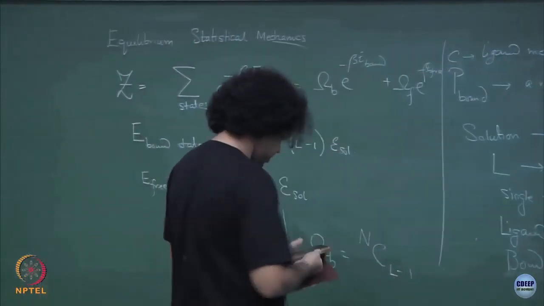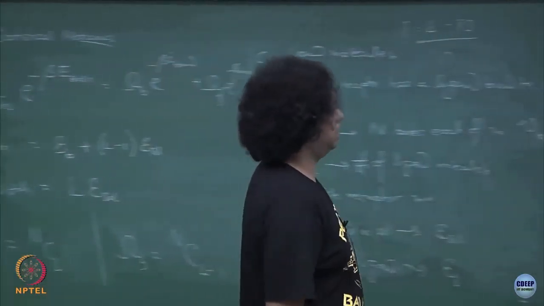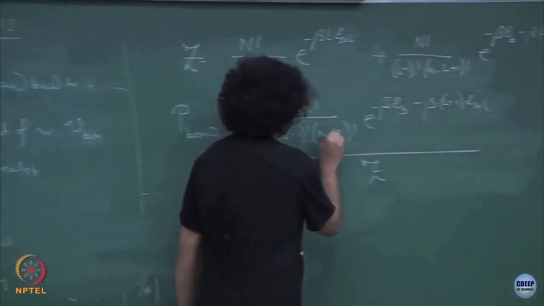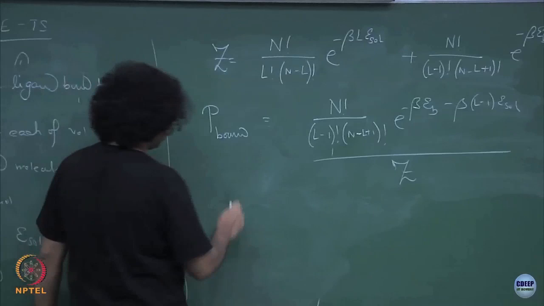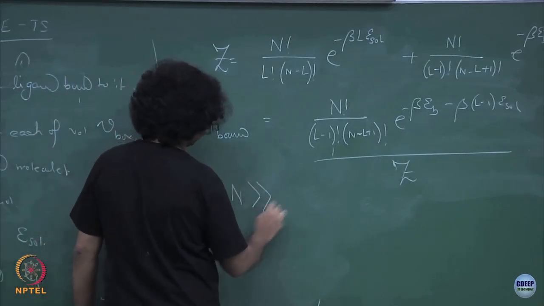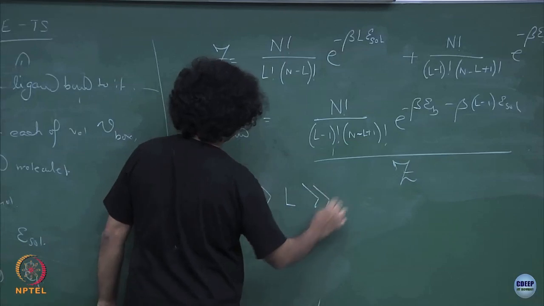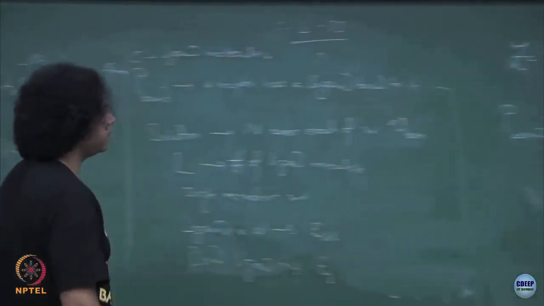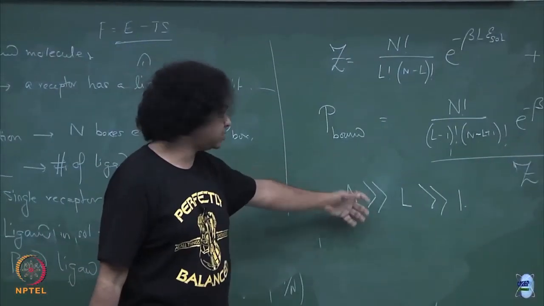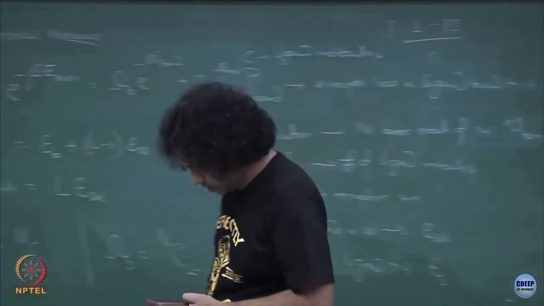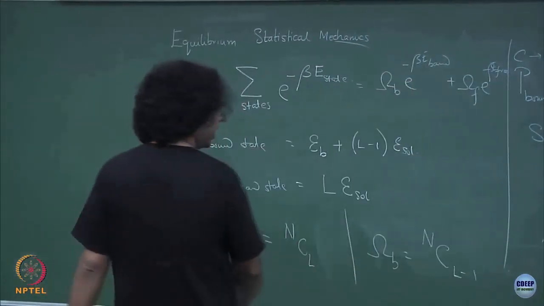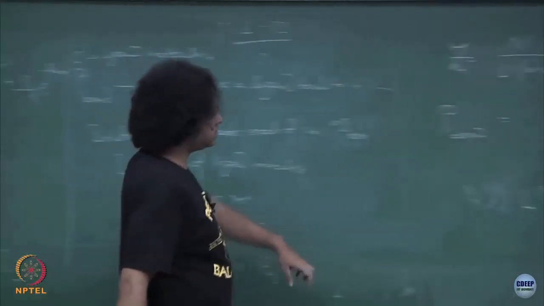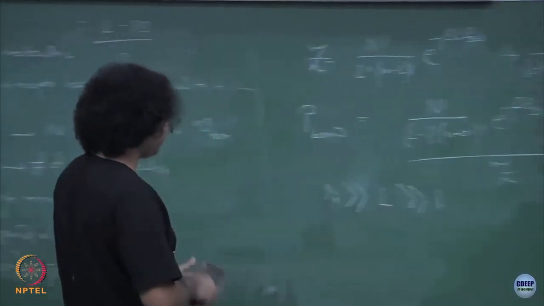Now, this looks bad, but we can try to simplify this by using Stirling's approximation. So, let us say we are working in the thermodynamic limit where N is much, much larger than L, but L is also much, much larger than 1. You have lots and lots of ligands, but equivalently you have much more free space as well. So, N much, much greater than L, much, much greater than 1. So, for both of these N and L terms, I can use Stirling's approximation. So, that is what I will do.